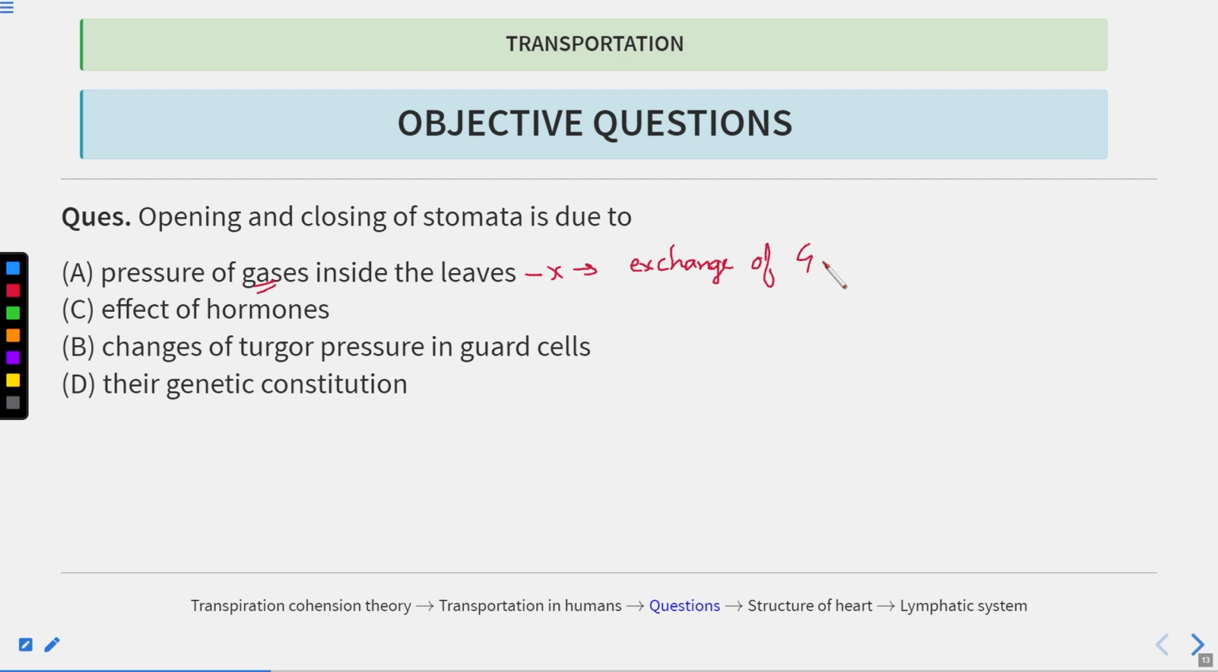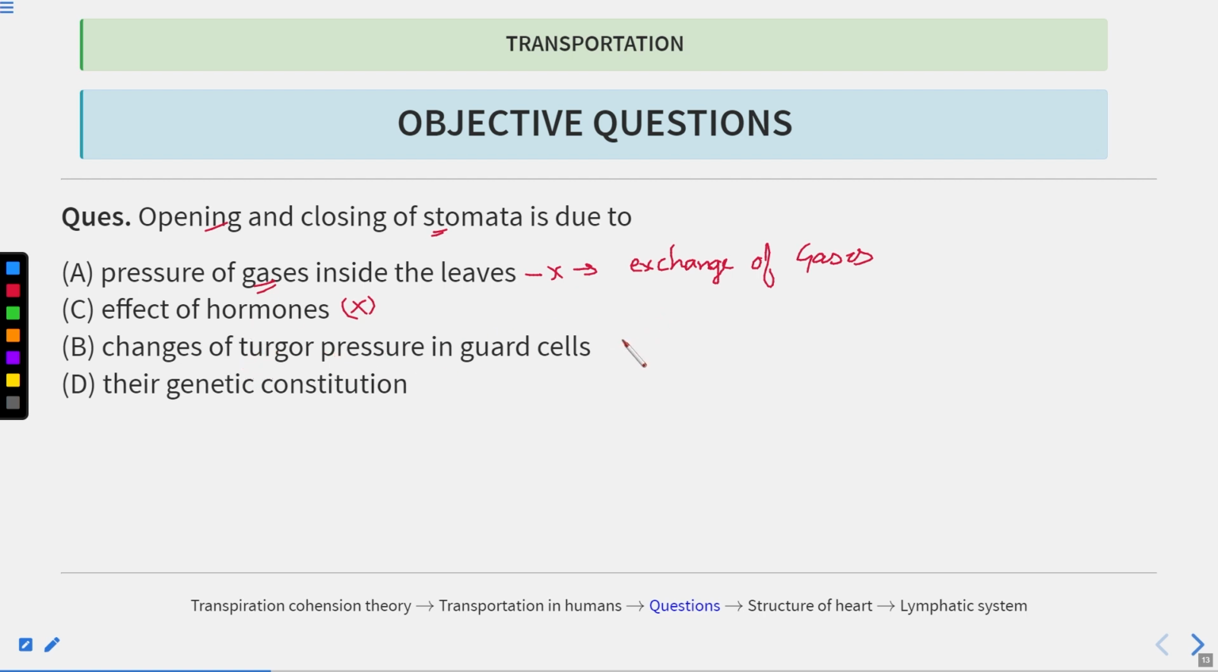Okay. So pressure is related to gases. Effect of hormones. So hormones are also not involved in the opening and the closing of the stomata. Some hormones are involved in the opening of stomata, but closing of stomata is not regulated by hormones. Changes of the turgor pressure.